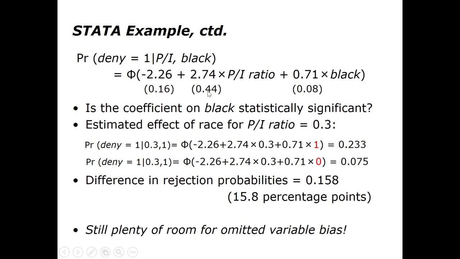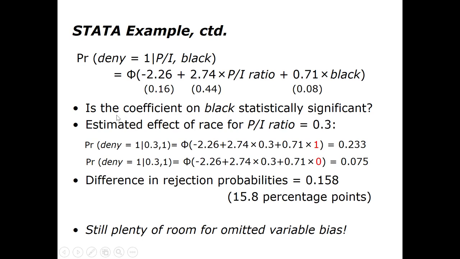The standard errors simply tell us that the estimation is quite accurate. This value here is positive, which means as the PI ratio increases, the Z value increases, and consequently the denial probability increases. Also, being black means a higher Z, which implies again a higher probability of denial, and this is a very highly accurate estimation. It's a huge, statistically significant value. So holding the PI ratio fixed, we can expect that if a person is black, the probability of getting denial is high. It's certainly high. So that's a racial bias kind of conclusion here.